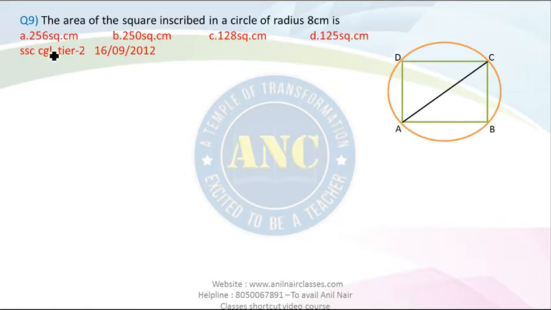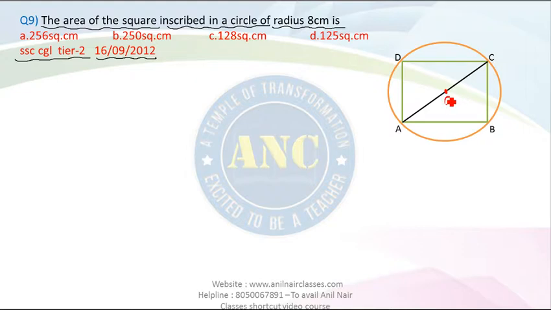Question number 9. SSC CGL Tier 2 Original Examination question in the year 2012. The area of the square inscribed in a circle of radius 8 centimeter is how much? Now, there is a circle which is given in orange color. There is a square which is given in green color. Now, the question is, what is the area of this square which is inscribed in a circle of radius 8 centimeter?